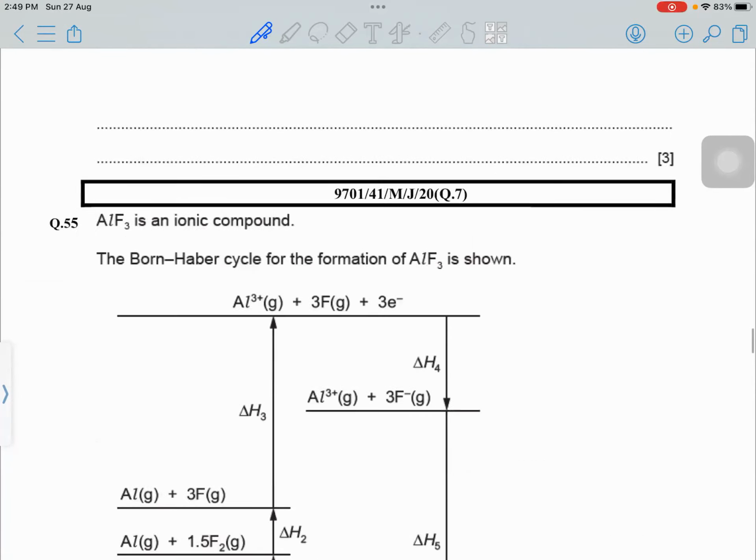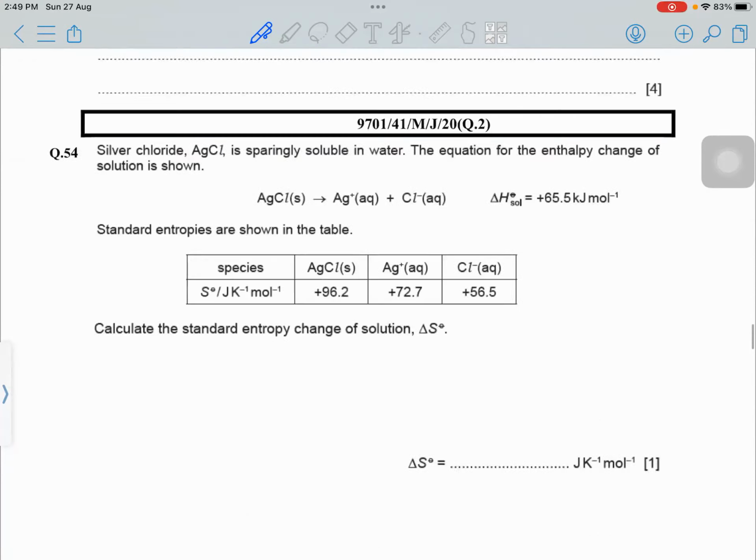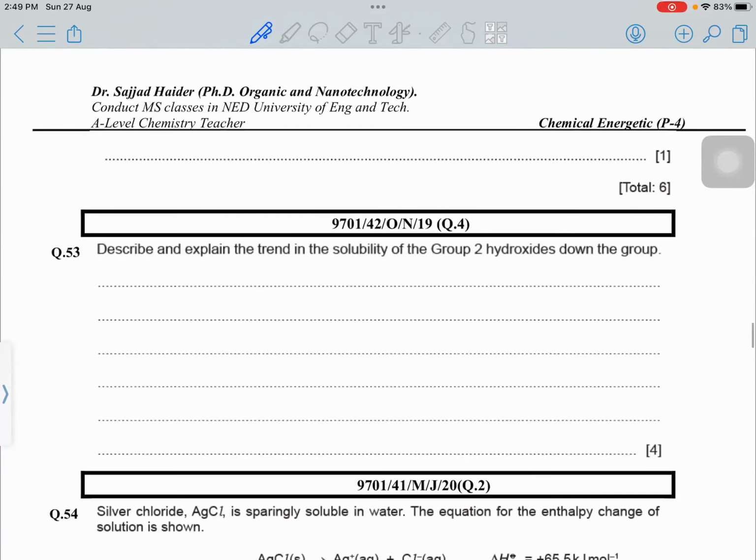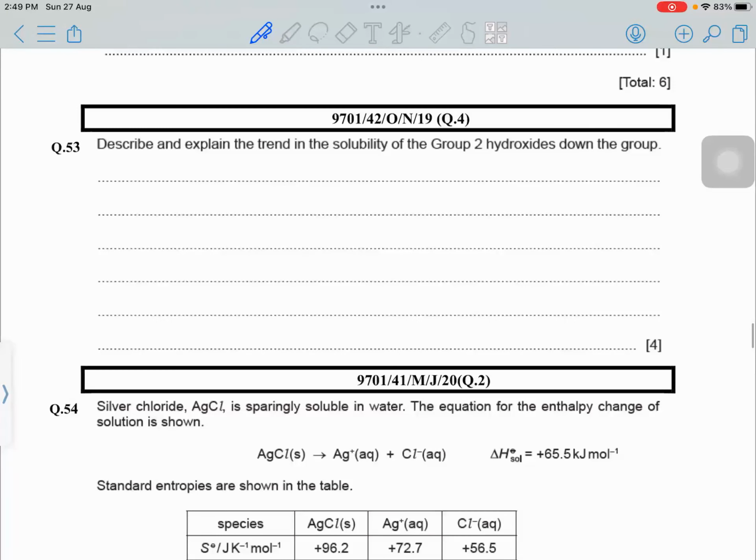Now start from 2020. Yes, 2020, May June variant 41. Describe and explain the trend in solubility of group 2 hydroxide, right?